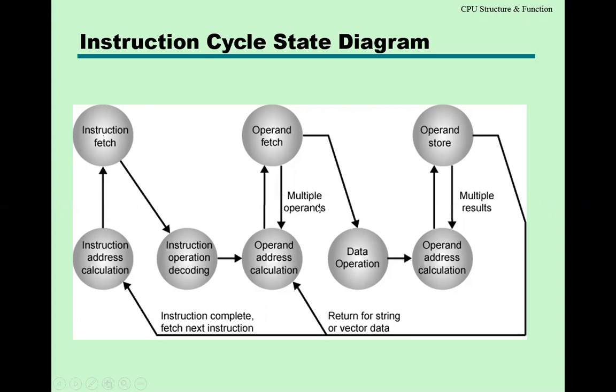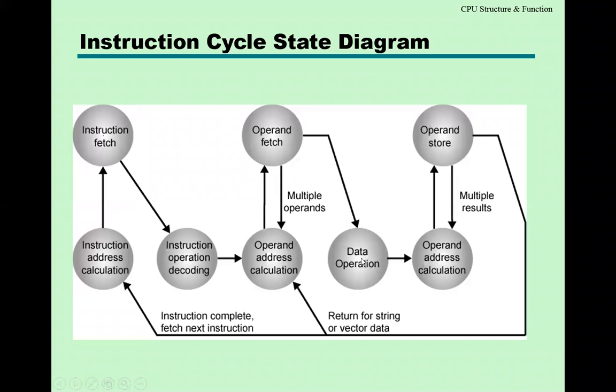For multiple operands, you can see there are two lines, operand fetch A and operand fetch B, for the different addresses. So operand fetch is done here. Now we have A and B. The next step is to perform a data operation. The instruction is for addition, so A and B addition is performed here.